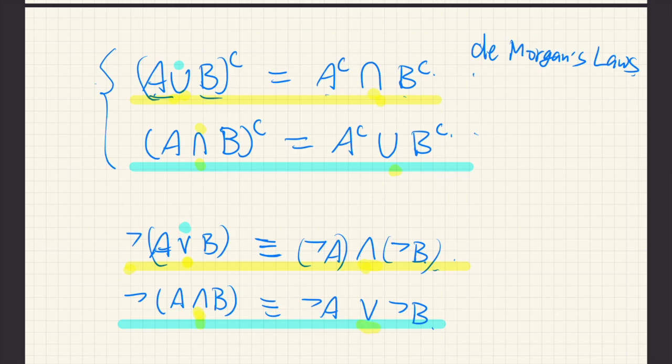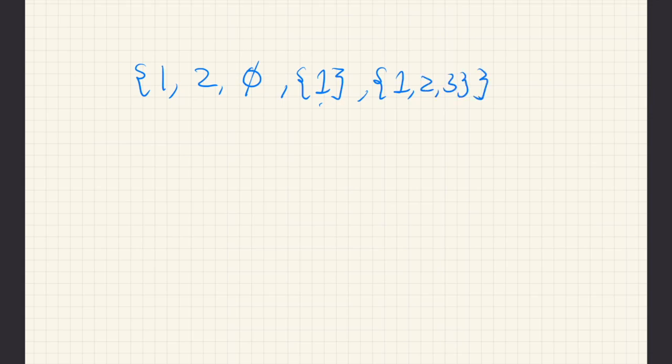And you should try to prove that. By the way, a set can contain other sets as its elements. For example, this set containing 1, 2, and the empty set, and another set containing only 1, and another set containing 1, 2, 3. So this is a valid set. This is not a set, this is not a set, but the empty set is of course a set, and this is a set, this is yet another set.